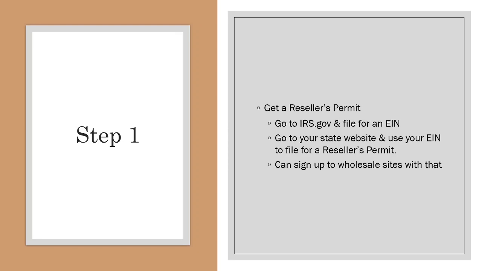It might be called a wholesale license or a wholesale permit. There's about 10 different names for it depending on your state. But once you take your EIN and you go to your state website and you file for a reseller's permit, you can usually get both of those within 24 hours from filing online, so it doesn't take very long, okay? Once you have your reseller's permit, you can then sign up to wholesale websites like we're going to show you here today with that reseller's permit, okay?